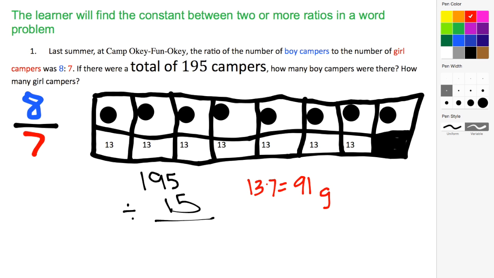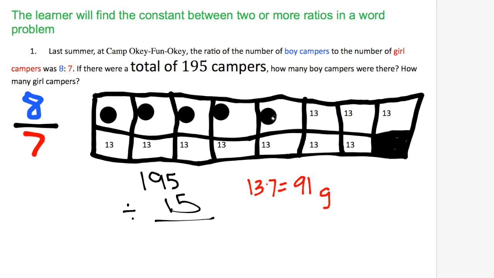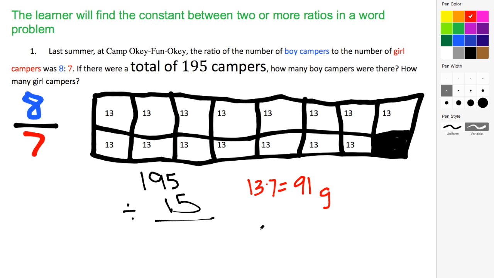And then I have 8 boxes of boys: 1, 2, 3, 4, 5, 6, 7, 8. So I'm going to have 13 times 8, and 13 times 8 is 104. If I wanted a quick way to do it, I could have just added 13 to the 91, and that would also give me 104. And that's 104 boy campers. So how many boy campers were there? 104. How many girl campers were there? 91.